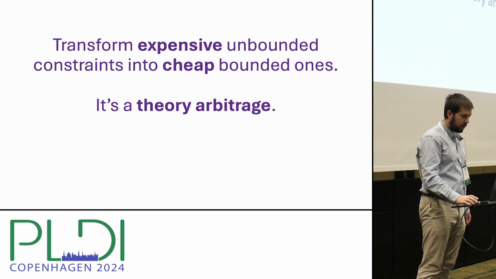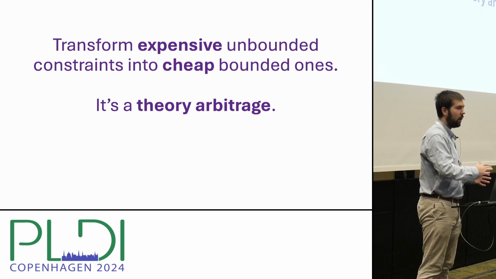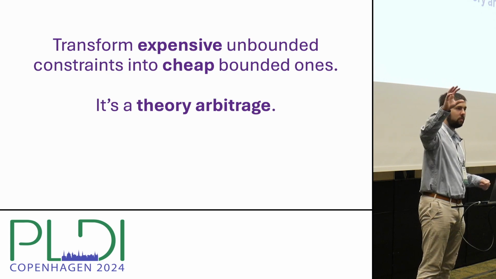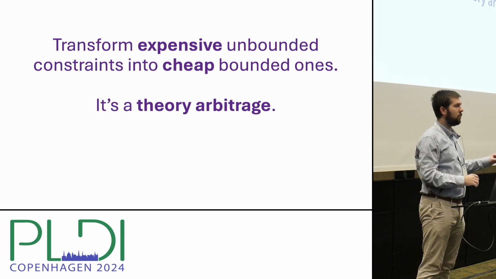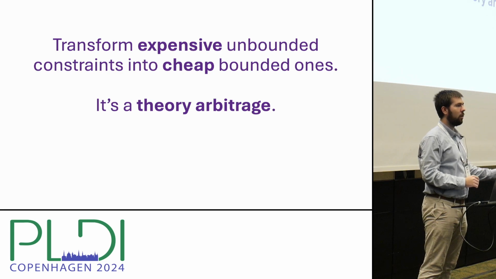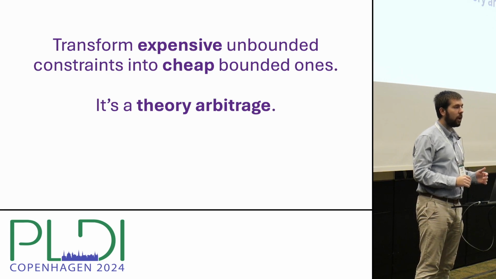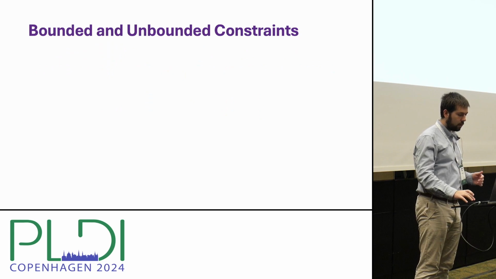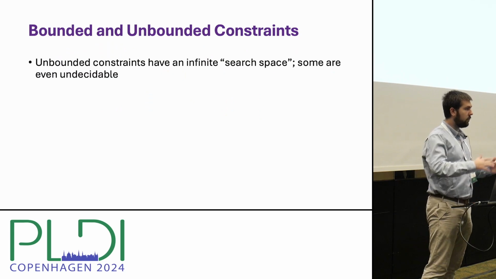So the question is then how we get from one to the other. We want to translate from an expensive unbounded constraint to a cheaper bounded one, and we call this theory arbitrage. The real challenge is how did we get that value 12?